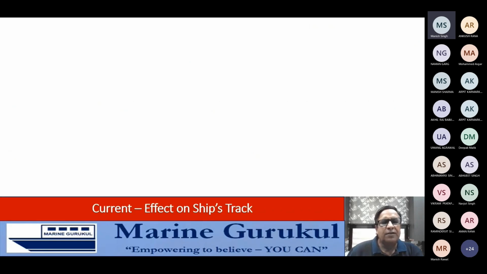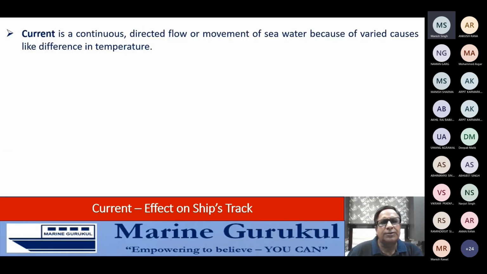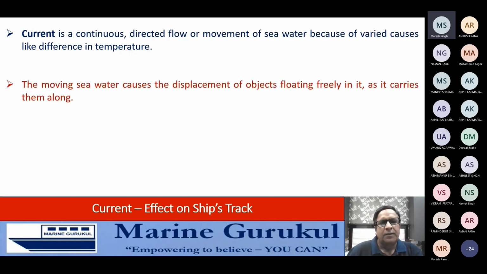Now let's understand the effect of current on the ship's track. What is current? Current is a continuous directed flow or movement of seawater because of varied causes like difference in temperature, difference in salinity, etc. The moving seawater causes the displacement of objects floating in it as it carries them along. So the floating objects, which are freely floating in water, would be carried with the water as the water flows because of the current.